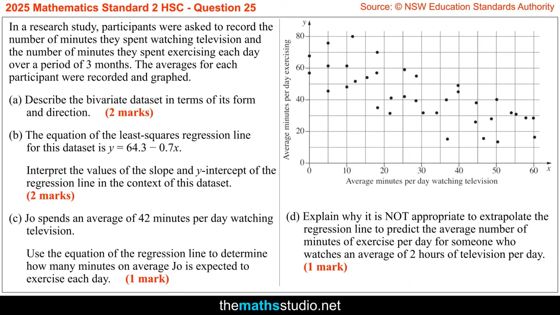Question 25. In a research study, participants were asked to record the number of minutes they spent watching television and the number of minutes they spent exercising each day over a period of 3 months. The averages for each participant were recorded and graphed. Part A. Describe the bivariate dataset in terms of its form and direction.